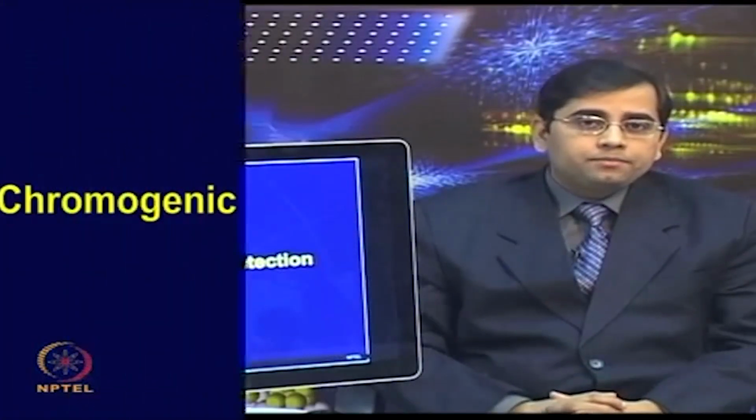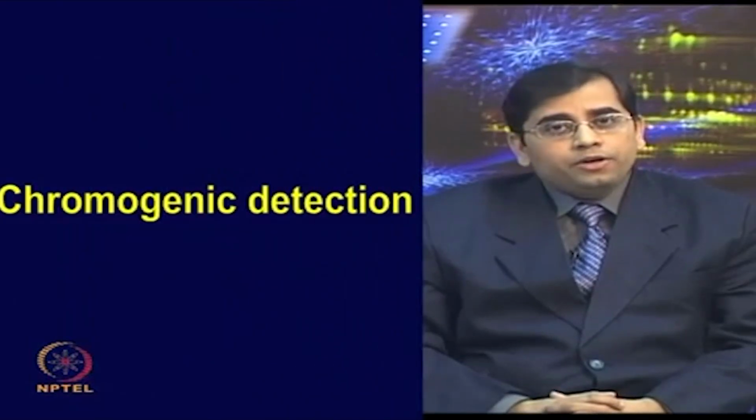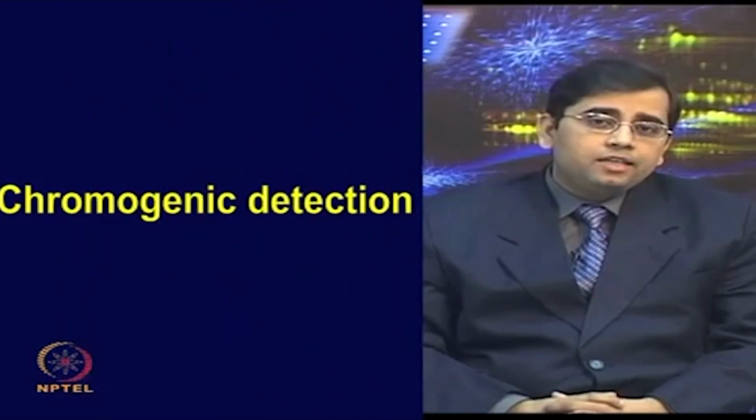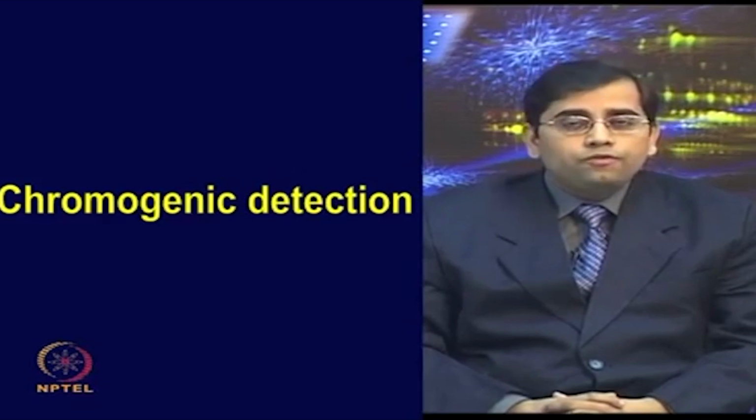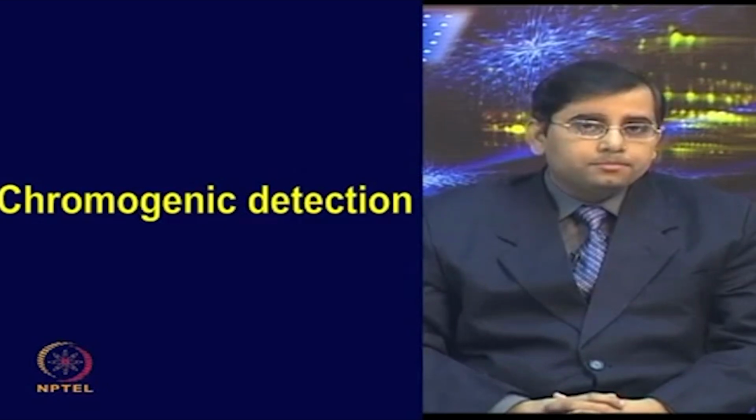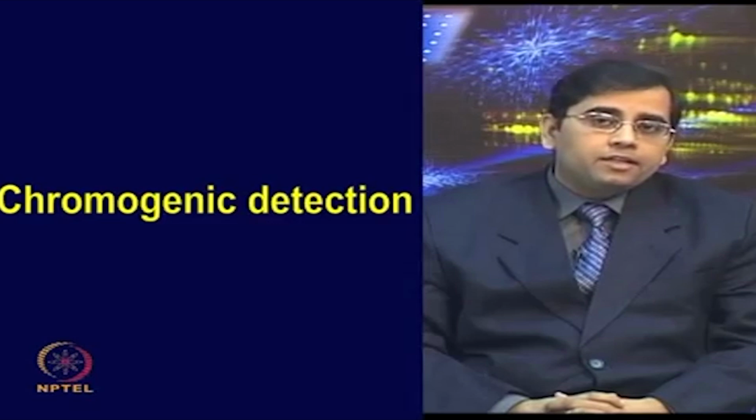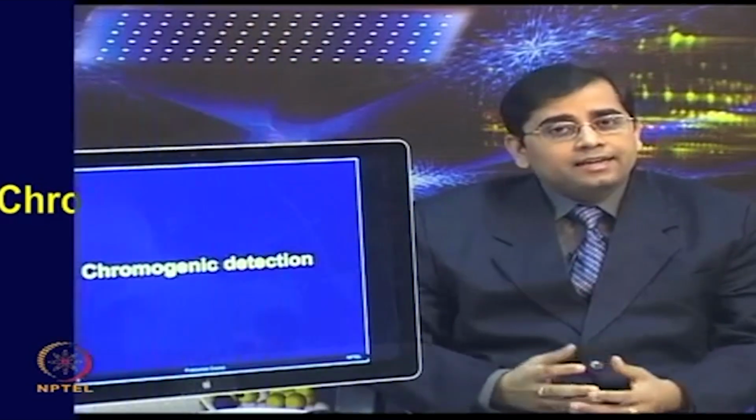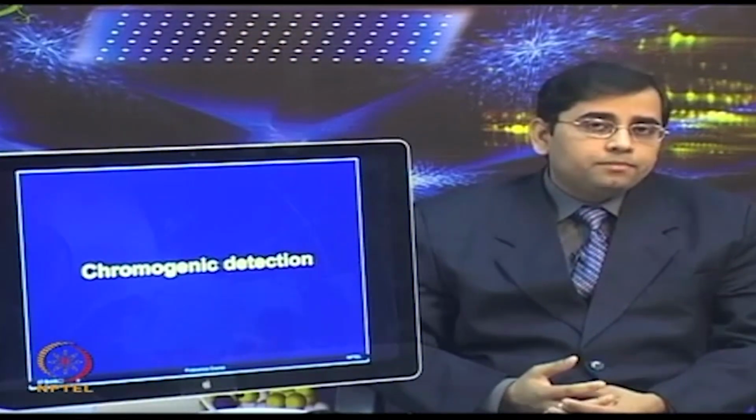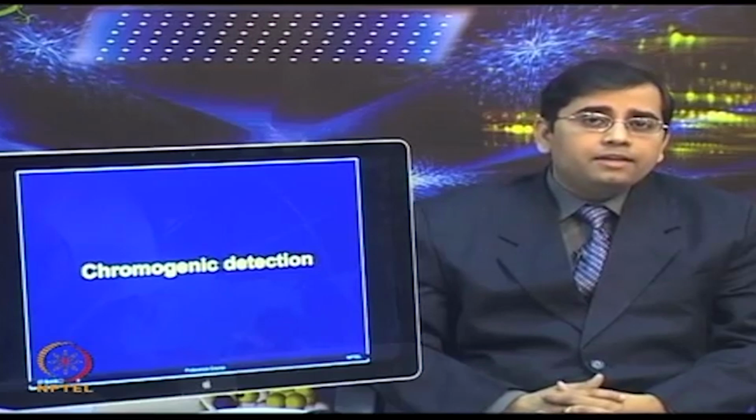Chromogenic detection. Antigen antibody interactions can easily be detected by use of chromogenic reactions. A chromogenic substrate is a molecule which is catalyzed by the enzyme linked to the antibody to provide a colored product which can be easily detected.